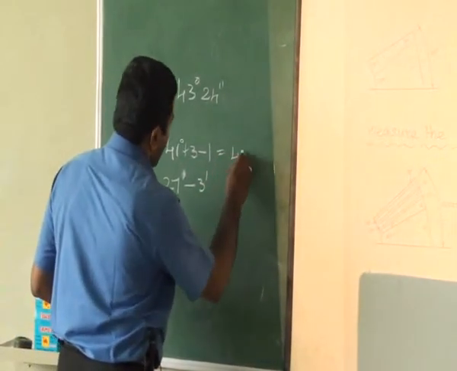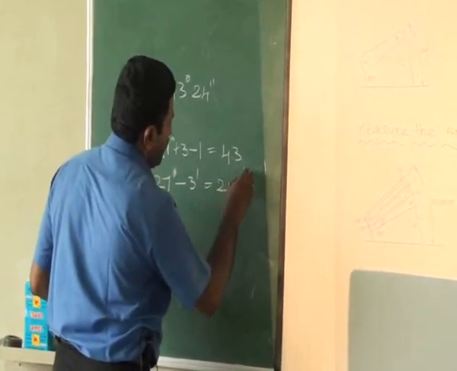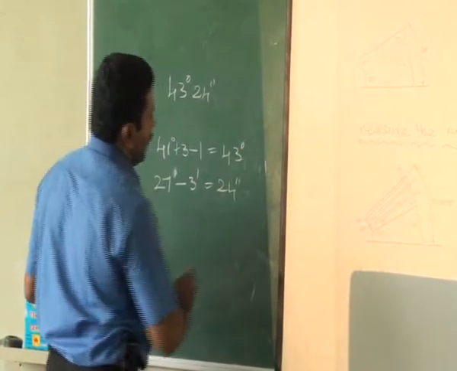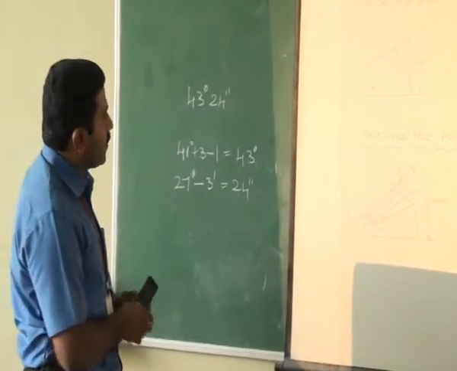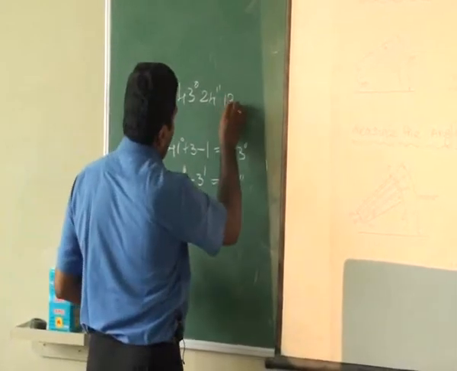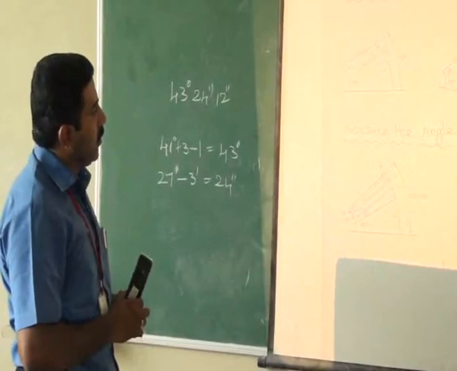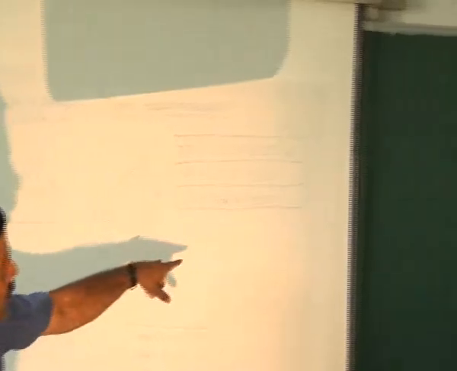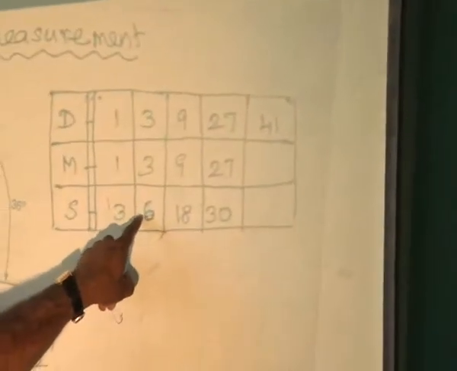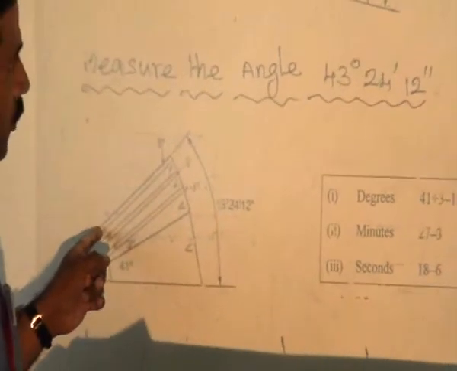So this one is 43 degree, and this one is 24 minute. So 43 degree, 24 minute, and then seconds. What are the seconds? That is 12 seconds we require. 24 minute and 12 seconds we require. So 12 means, what is available in this table? 18 and 6 are available. 18 minus 6. So 18 is at this position and 6 is at this position.